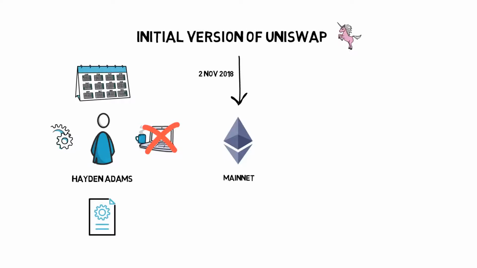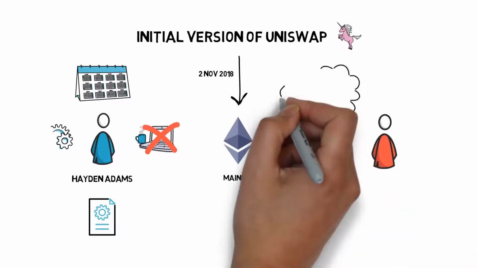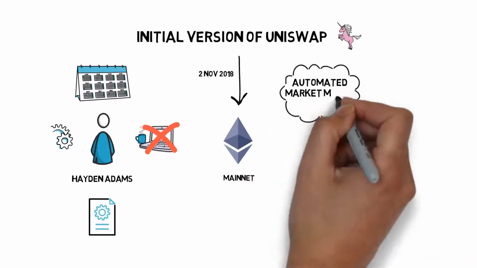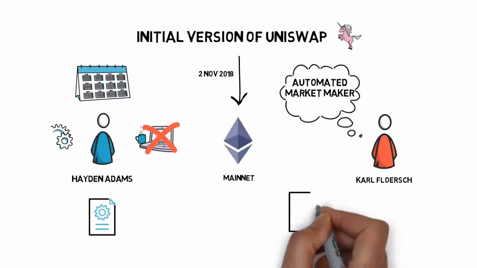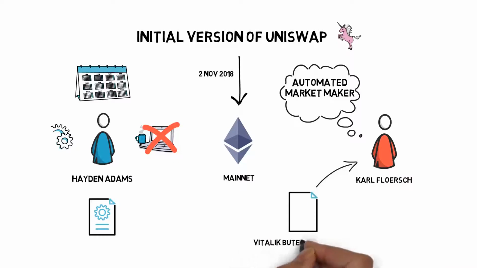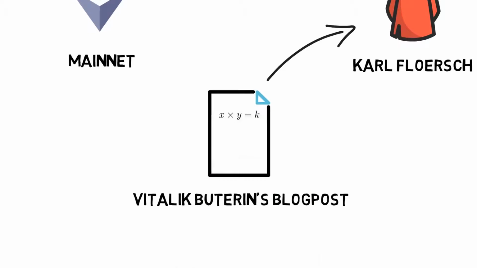The initial idea for implementing an automated market maker came from Hayden's friend, Karl, who was impressed by one of Vitalik Buterin's blog posts describing a theory behind a constant product market maker.